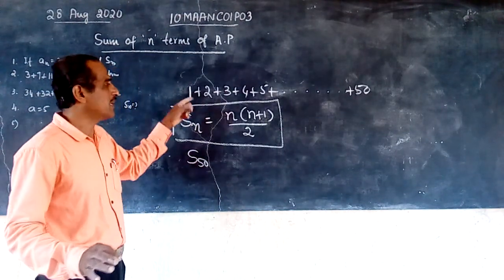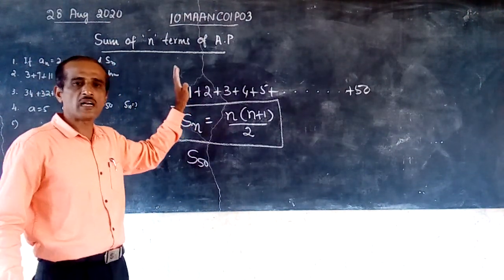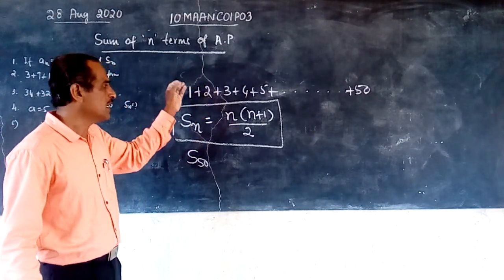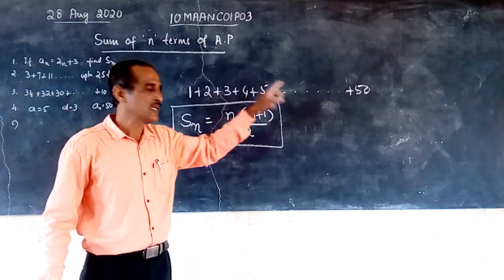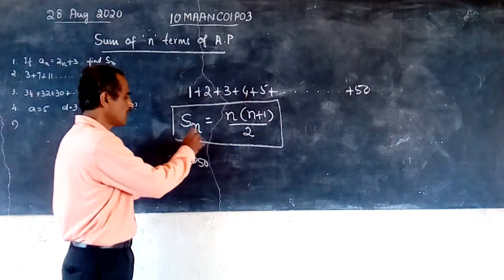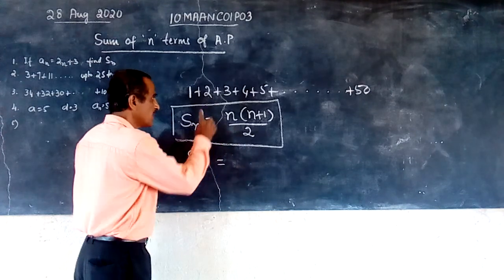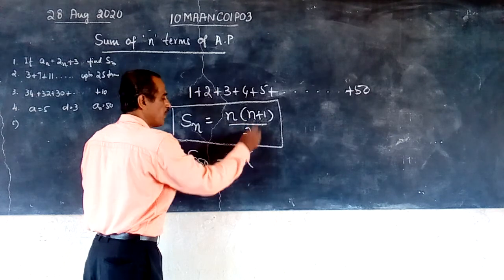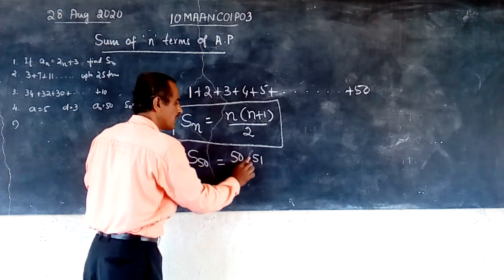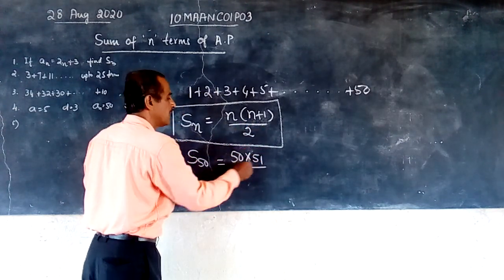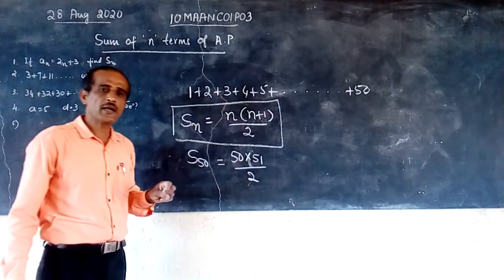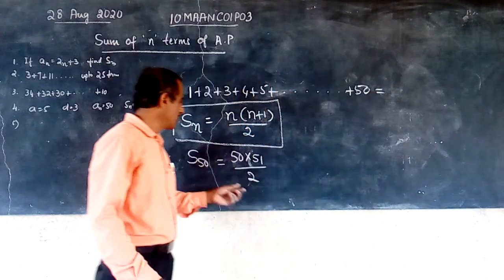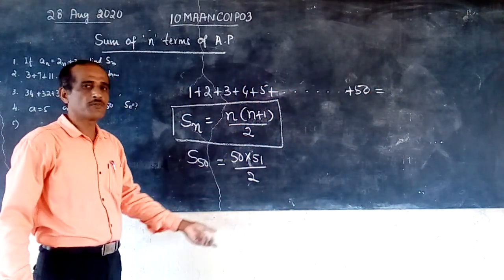Here d is not required. That formula also you can use. What I said earlier, Sn is equal to n by 2 into (2a plus (n minus 1)d). That formula also you can use, but if it is natural numbers, then you can use this formula. So S50 is equal to n, what is n? 50, the number of terms, into 50 plus 1, and 50 plus 1 means 51. So you can write it as 50 into 51 divided by 2. Very easily you can find out the sum.